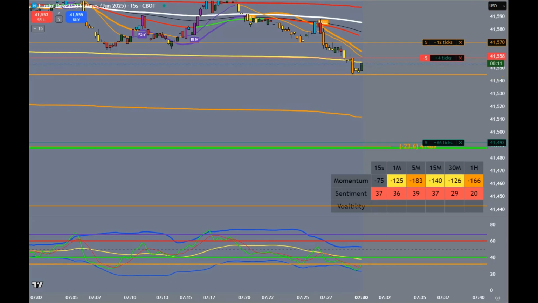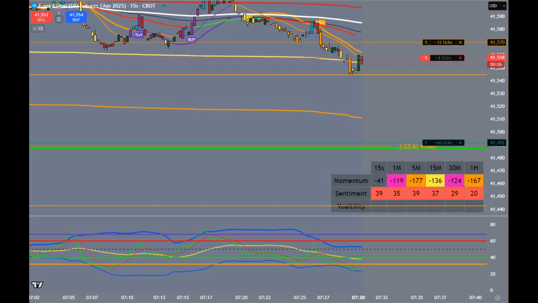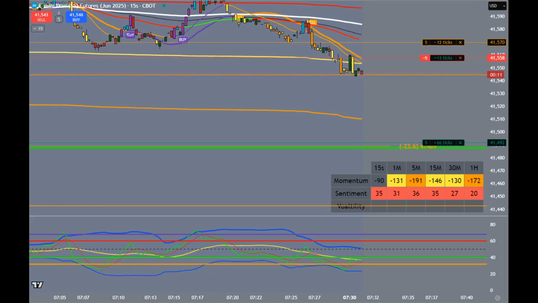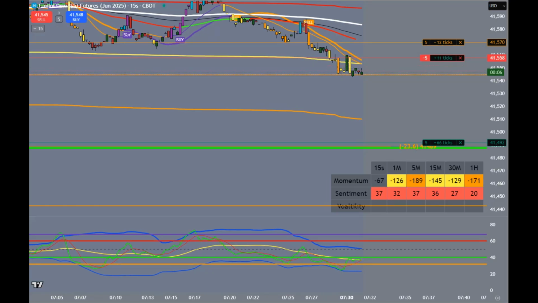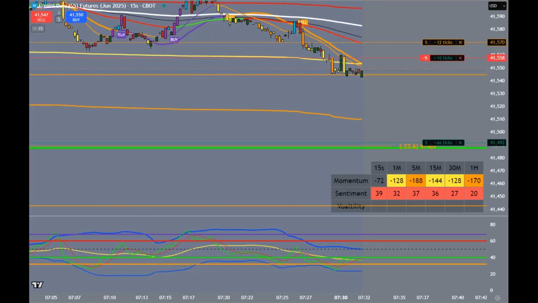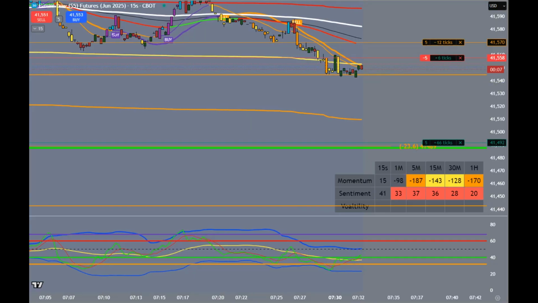That's this yellow line heading down towards the negative 23.6 Fibonacci extension, as well as that S1 zone. We're working with momentum for speed, sentiment for follow through, and getting volatility to get this trade moving in the right direction.